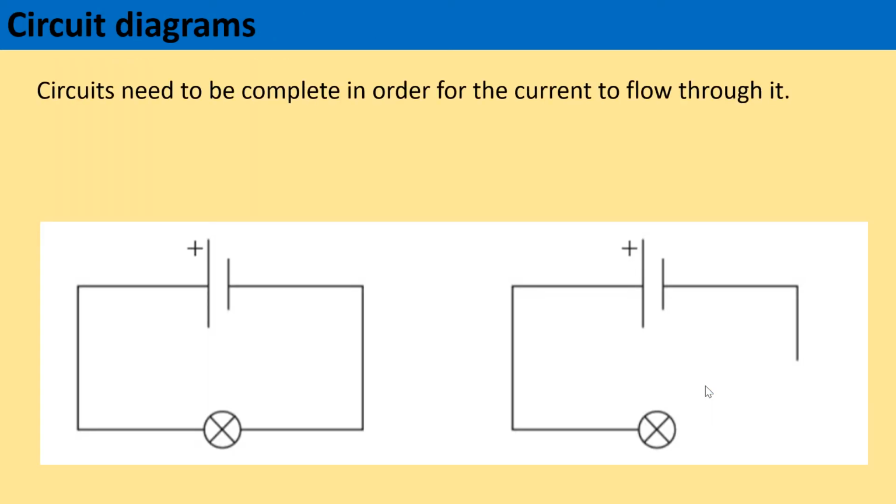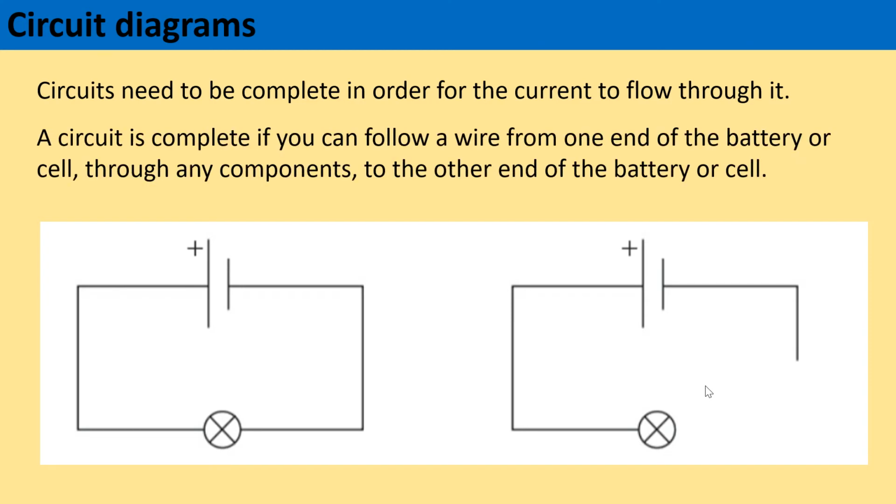Now, circuits need to be complete in order for the current to flow through them. A circuit is complete if you follow a wire from one end of a battery or the cell through any components to the other end of the battery or the cell. So if you look at those two diagrams just there, on the left hand side, you could draw a line all the way from your cell. It will go all the way around to your bulb, and then from the other side of the bulb back to the other side of your cell again. That is a complete circuit.